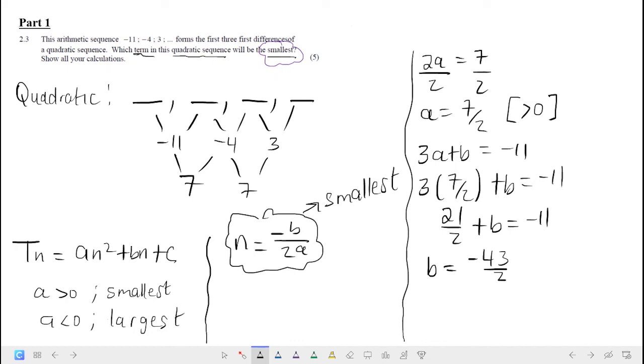Now what we're going to do is say n is equal to minus, and we substitute the value for b here, which is minus 43 over 2, divided by 2 times the value for a, 7 over 2. If you press that on your calculator, what you're going to get is 3.07. As you can see, it is approximately equal to 3, and this is the answer.